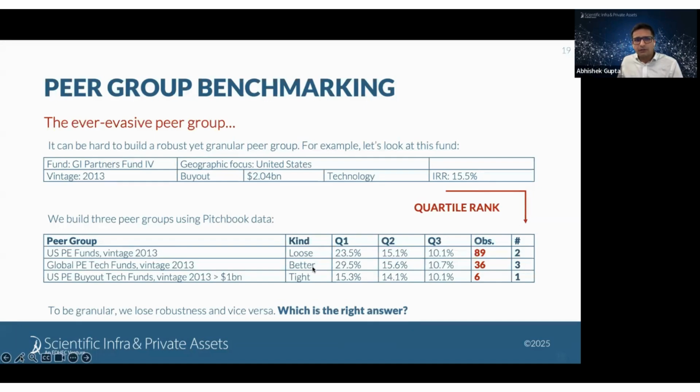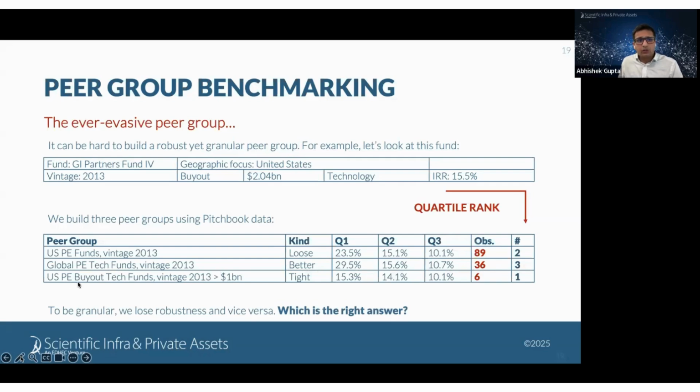Now, if we go one step further, we make the peer group a bit tighter, so more restricted. Global PE tech funds. So here we have added a technology filter. So it's a better peer group with a slightly higher distribution of returns. 36 funds in the sample, and the rank changed to 3.